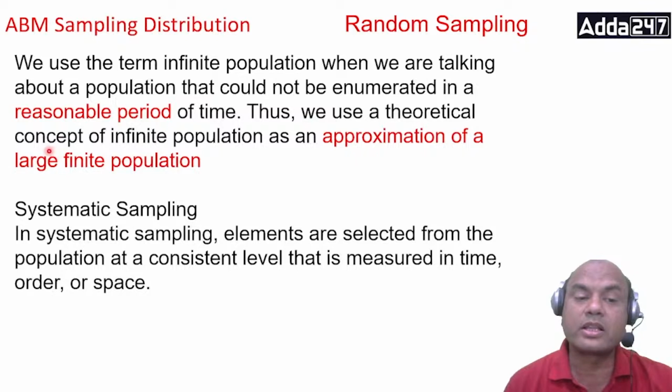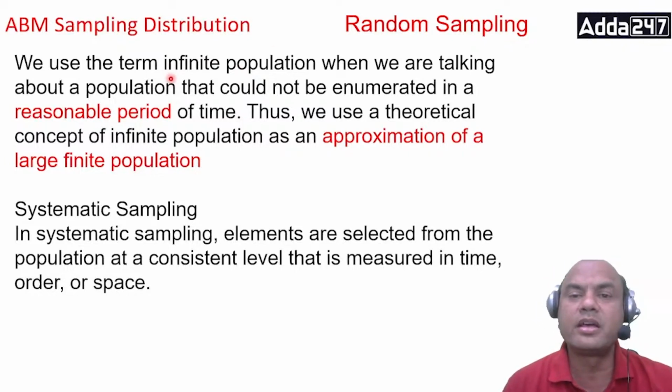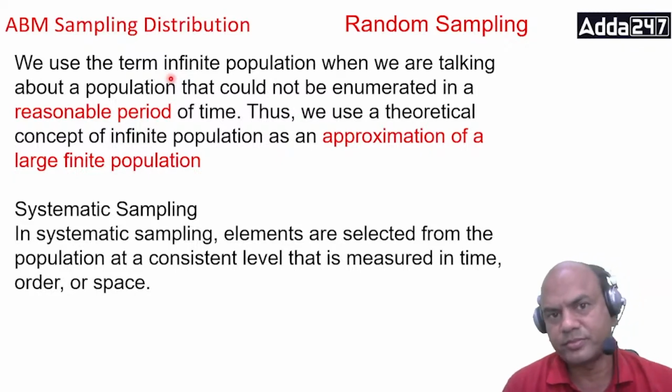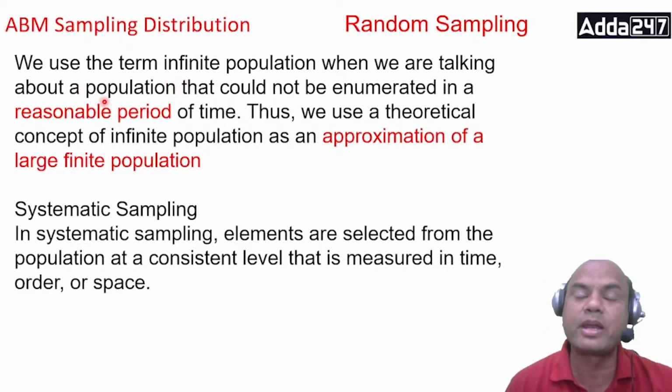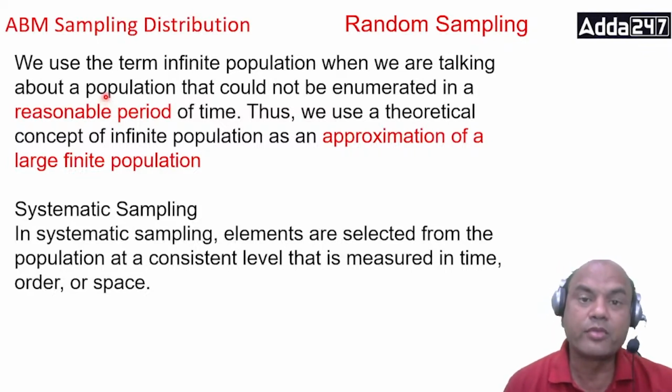Thus, we use the theoretical concept of infinite population as an approximation of a large finite population. Approximation of large finite. Got it? I'll give you one more example. You do a survey of 1 lakh people in 2 days. Go and ask each one. It's not possible. That's why reasonable period. So that becomes an infinite population for that 1 lakh people for those 2 days.